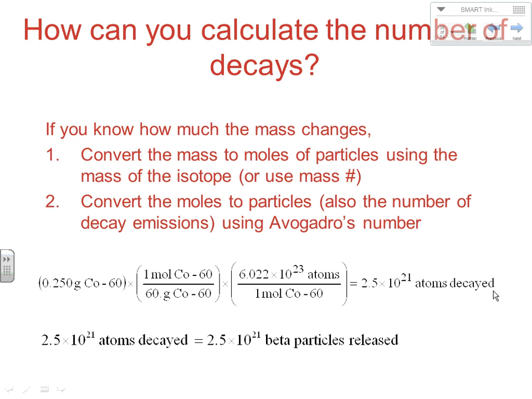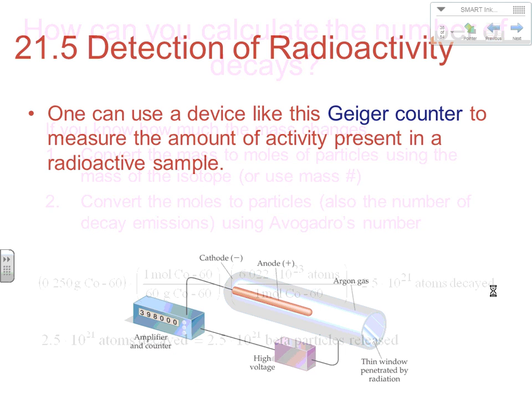And remember, every one atom decaying is one disintegration. In this case, it would be one beta particle. So every time an atom decayed, since it's a beta decay, it would release a beta particle. If it was an alpha decay situation, for every atom that decays, you release one alpha particle. So remember, it's a one-to-one situation. Every decay is one disintegration. Every decay is one beta or alpha particle coming out.